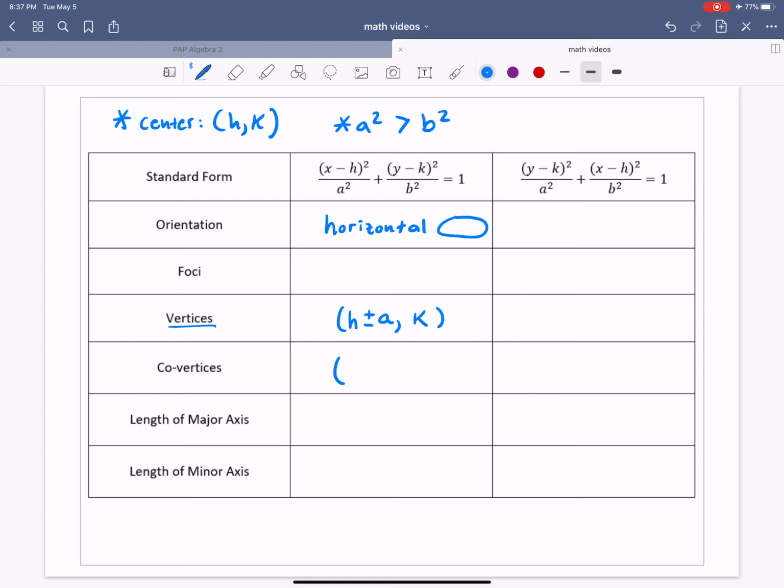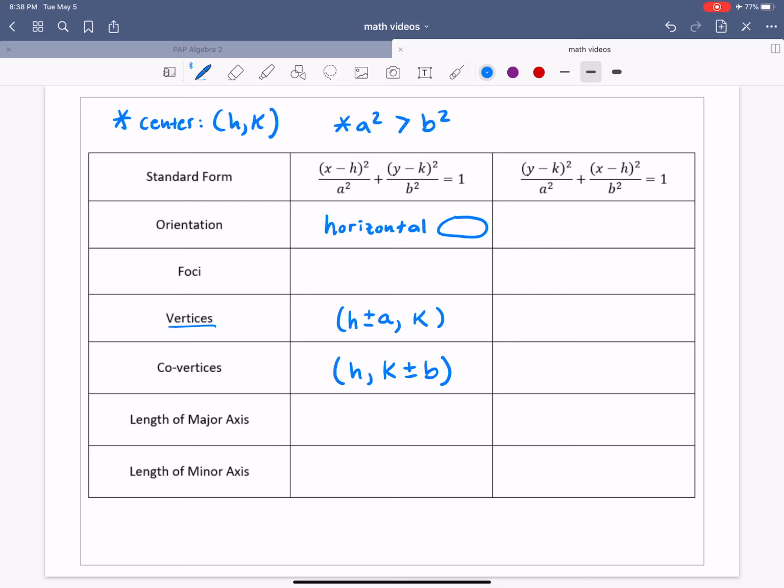Okay? Same concept for the covertices. Go back and look at the diagram. What letter did we use for covertices? That letter was b. So on a horizontal ellipse like we have here, we're going to go up b or down b units to get to the covertices. So that means we keep our x value the same, but we are going to add and subtract whatever b is to the k value, or the y value, of our center, okay?